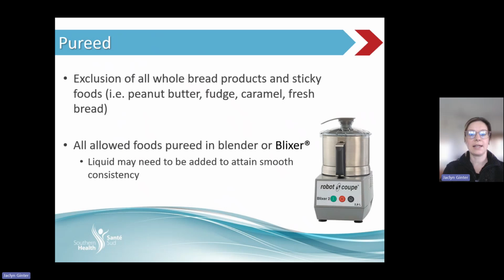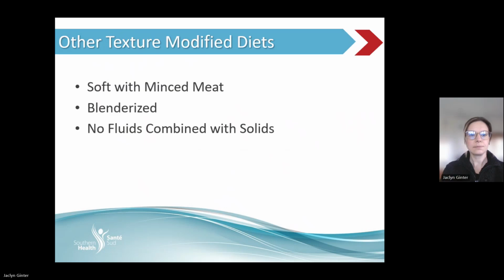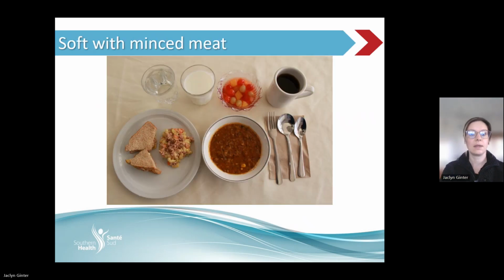So we exclude all whole bread products and sticky foods like peanut butter, fudge, caramel, fresh bread. All allowed foods are pureed in the blender or blixer. Liquid might be added to attain that smooth consistency. We have some other texture modified diets, the soft with minced meat, the blenderized, and the no fluids combined with solids. The soft with minced meat combines the soft diet with the minced meat. So overall it's soft, but the meat item will be minced.